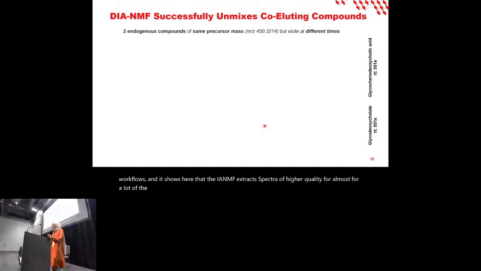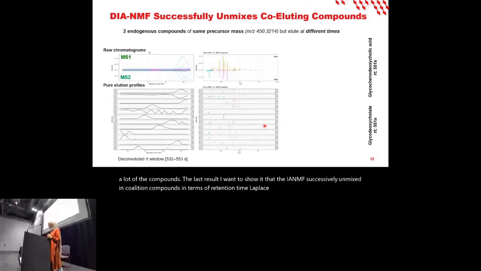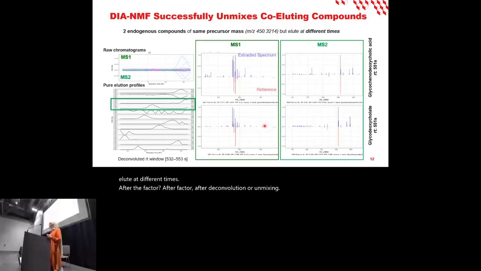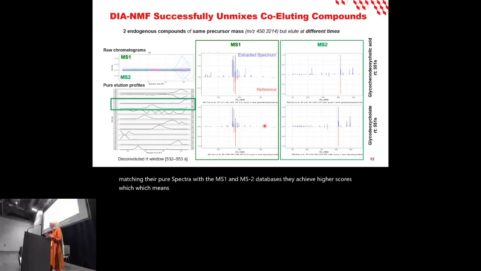The last result I want to show is that DIA-NMF successfully unmixes coeluting compounds in terms of retention time plus masses. For example, in this retention time window, we have 2 endogenous compounds of the same precursor but eluting at different times. After deconvolution or unmixing, sources 3 and 4 were assigned to these 2 coeluting compounds. And after matching their pure spectra with the MS1 and the MS2 databases, they achieve higher scores, which means that DIA-NMF successfully unmixes all compounds existing in each retention time window, even if they are coeluting.